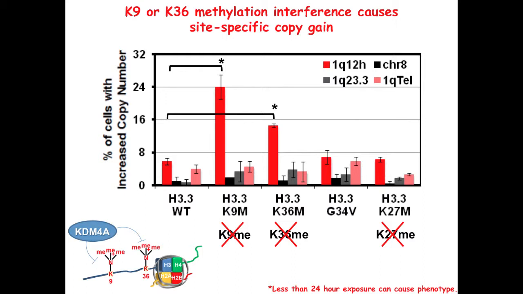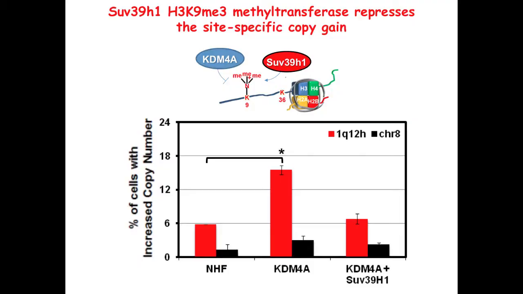However, something that was particularly interesting is if you manipulate K27, you don't get the effect. So it's not just all dysregulation of heterochromatic type states or the repressive type states, which methylation of 27 is important for. We then went on to see if we could identify something that would antagonize this to establish balance.